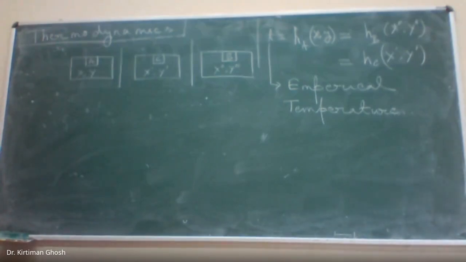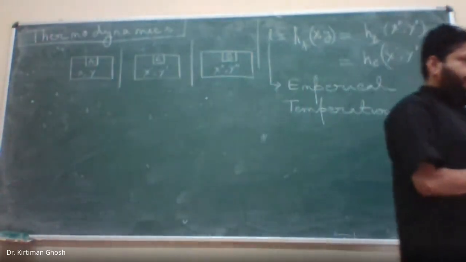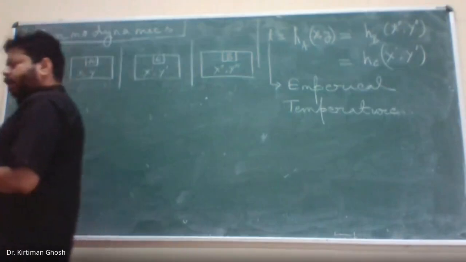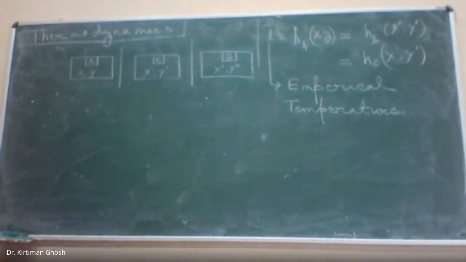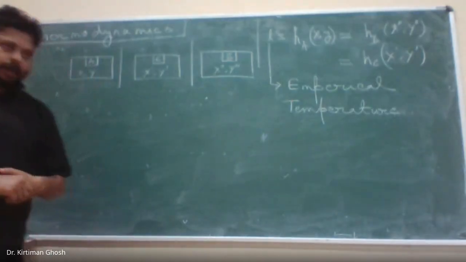Okay, so let us recapitulate the idea of temperature again. What does the zeroth law of thermodynamics tell you? Zeroth law of thermodynamics tells you that if two systems are in thermal equilibrium with a third, then the two systems are in thermal equilibrium with one another. The example is if system A and B are in thermal equilibrium with system C, then system A and B are in thermal equilibrium with each other.